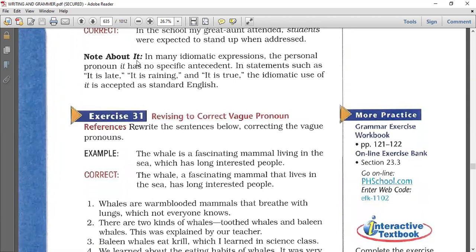Note about it: in many idiomatic expressions, the personal pronoun it has no specific antecedent. In statements such as it's late, it's raining, and it's true, we use it all the time. The idiomatic use of it is accepted as standard English. Because here, it is late. What is late? I talk to someone and say, it is late, not you are late. But it's acceptable in modern or standard English. It's raining. It is true. Again, this idiomatic use of it is accepted as standard English.